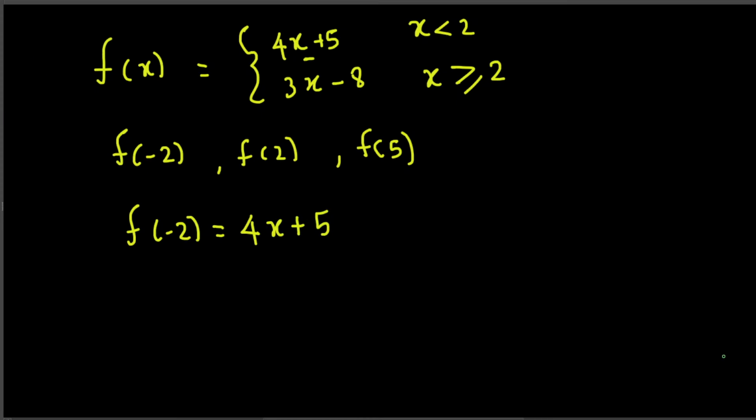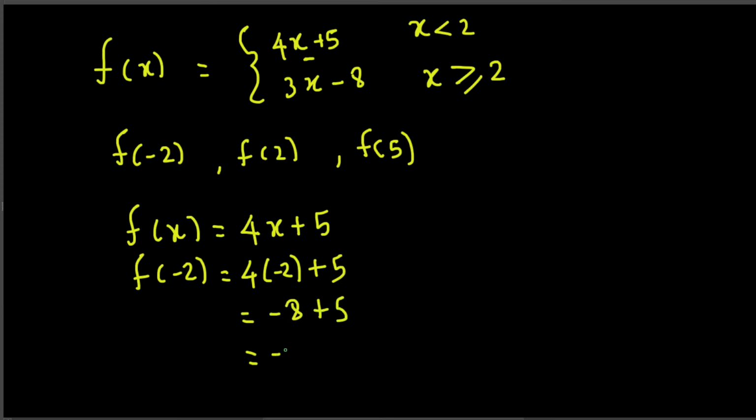Actually, first write f of x here. F of x is equal to 4x plus 5, then f of minus 2 is going to be 4 times minus 2 plus 5, that is negative 8 plus 5, that's equal to negative 3. So the first answer for f of minus 2 is negative 3. Now let's look at the second one.